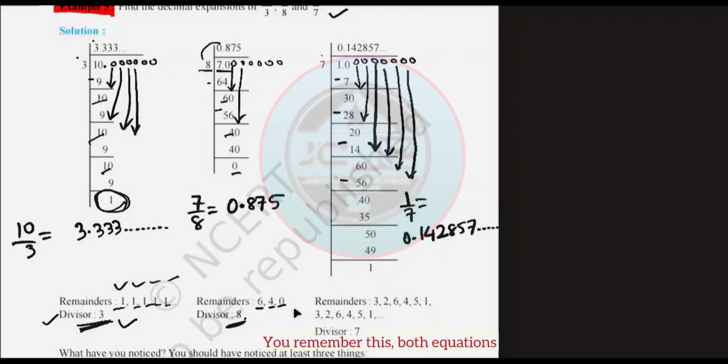You remember this, as these questions could be repeated. Whenever the divisor is 3, we get the remainder as 1, 1 and 1. Whenever the divisor is 8, we got the remainders as 6, 4 and 0. Whenever the divisor was 7, we got the remainders as 3, 2, 6, 4, 5, 1.